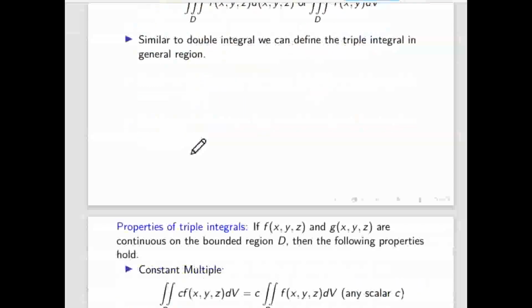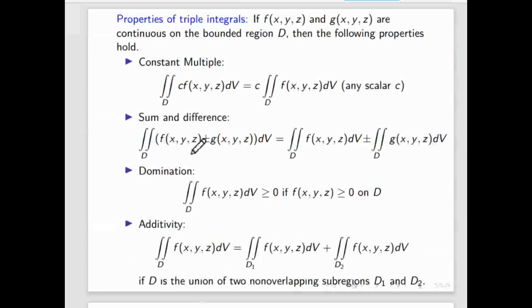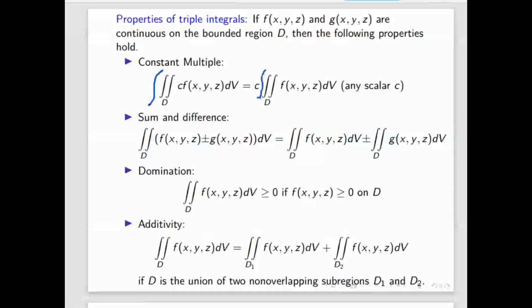Coming here, the same properties whatever we have seen in the double integral will also hold in the triple integral: constant multiple property, sum, difference, domination, and this additive property. So here I missed one thing, this one integration sign. Anyway, I will correct it. So these are all triple integrals, and then I will send it to you.